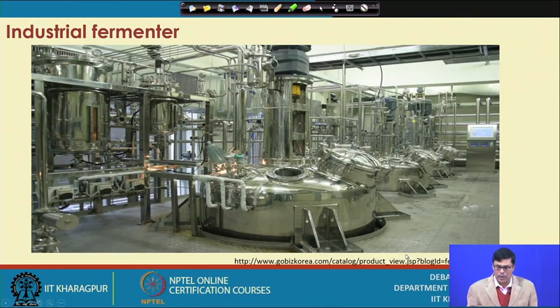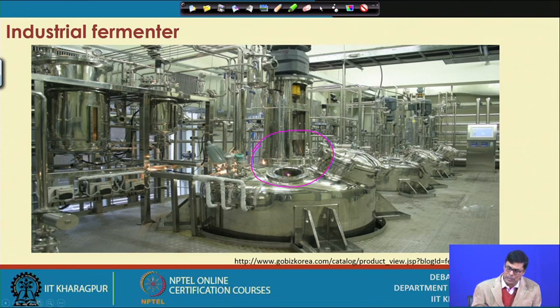Now an industrial fermenter looks like that. This is the bigger form of the LAC fermentation process. This is the mechanical seal. I was telling you that this is a very important portion through which we can have contamination. So this should be properly designed.